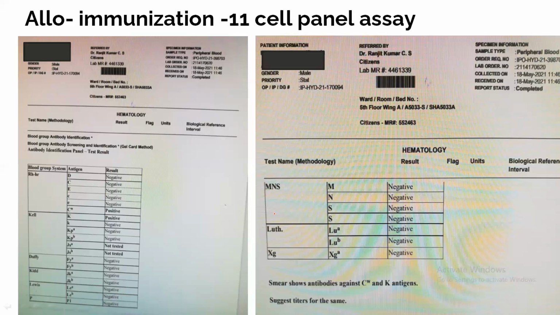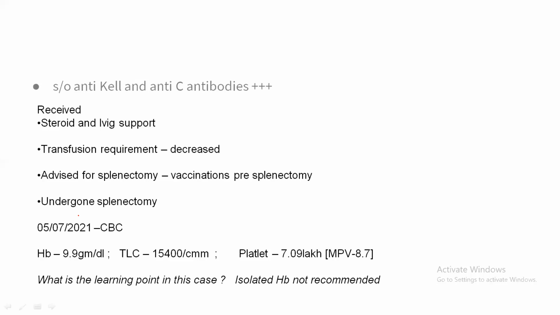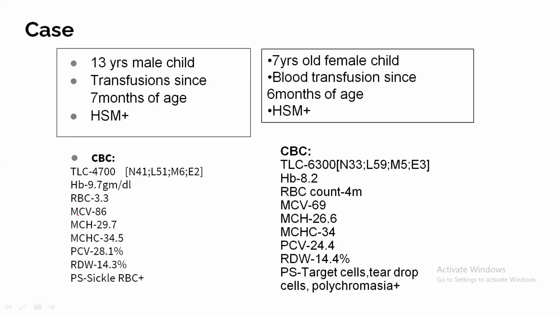To prove the alloimmunization, we need to do minor incompatibility antibody testing also, because most of the times we might be checking only for major ABO incompatibility, but minor incompatibility we don't check. This child had anti-C and anti-Kell antibodies. So we gave him some doses of steroids and IVIG, and then we did a splenectomy. Post splenectomy, it has been almost 3 years now. He just takes a transfusion once monthly.